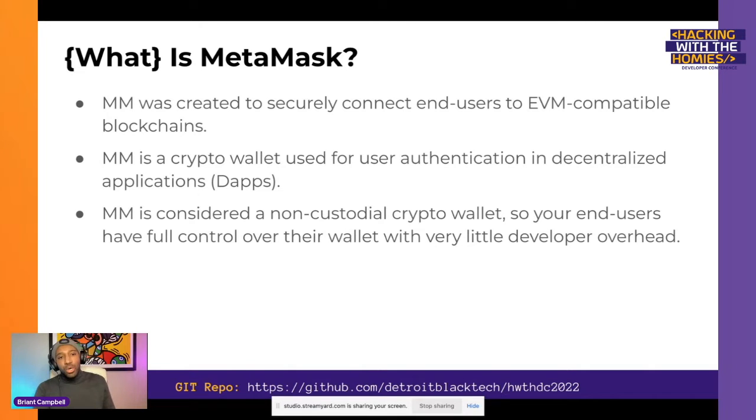But MetaMask itself was created to securely connect end users to EVM compatible blockchains. That includes Ethereum. So, what is an EVM compatible blockchain? I'm not going to get too deep into that, but EVM stands for Ethereum Virtual Machine, which is the underlying operating system for Ethereum, for lack of a better term. And so, there are other blockchains that are actually compatible with MetaMask, as you've seen in the last demo. Polygon is one of them. There are a few other guys out there that are also compatible because they use the same API effectively.